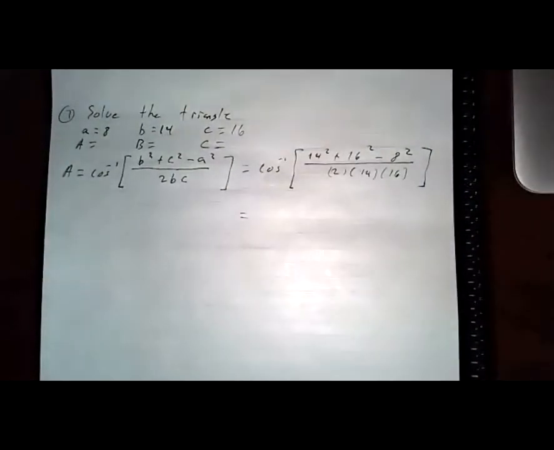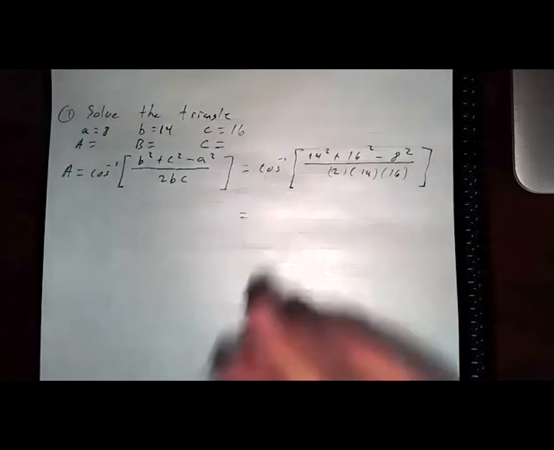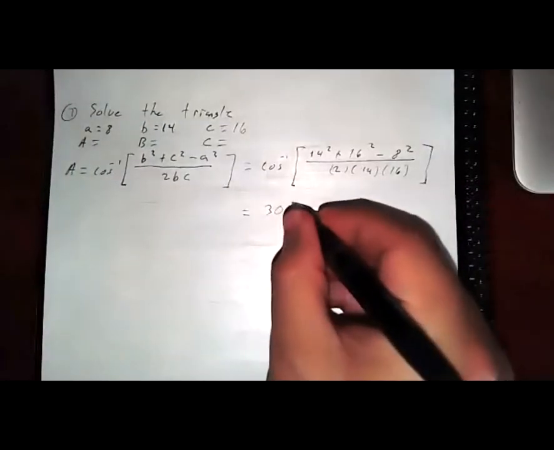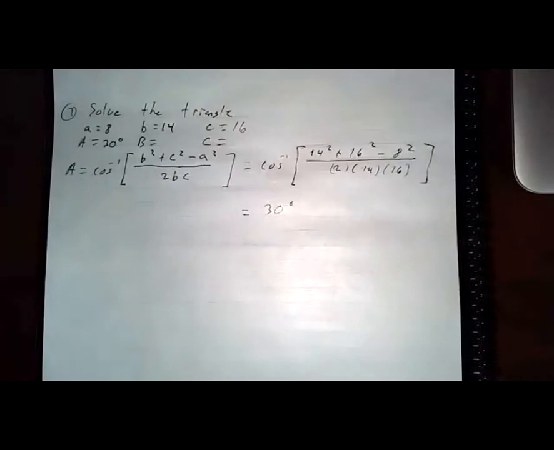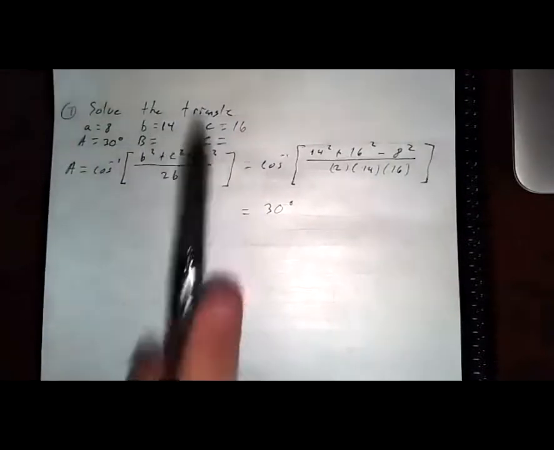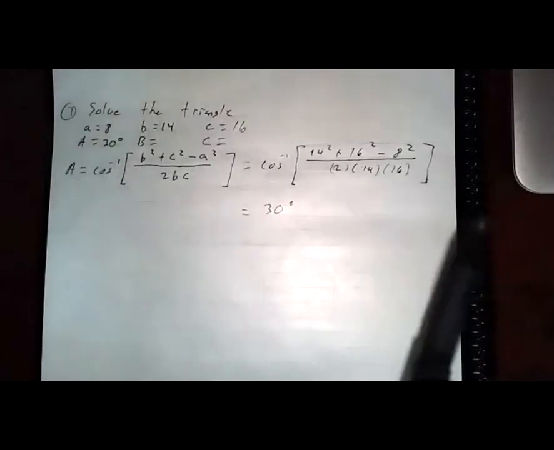All right, what's that going to be? About 30 degrees. Yeah, that's right. So I got one angle. That's great. Now you could start using law of sines to find B or C, or you could use the other law of cosines.